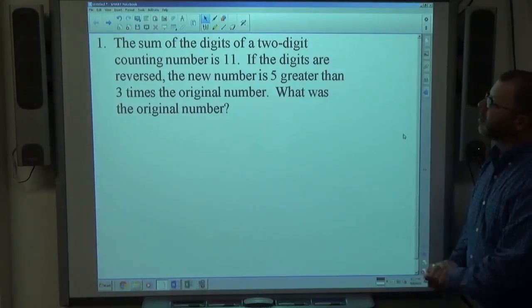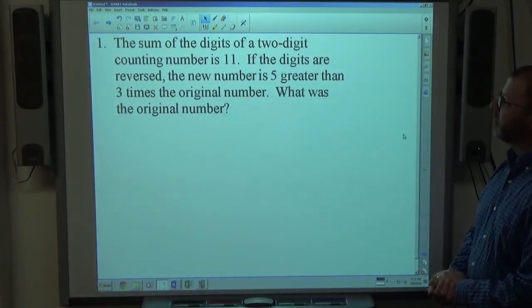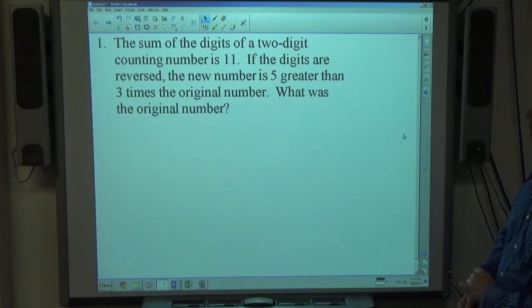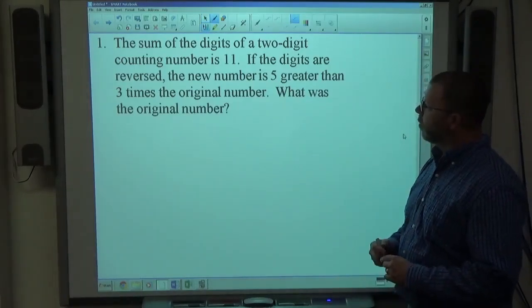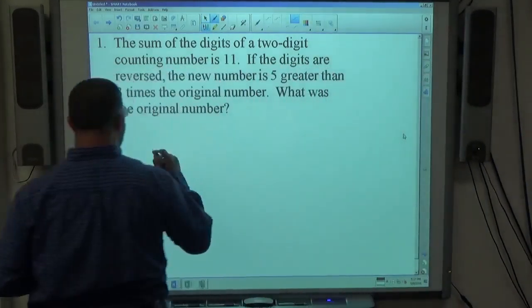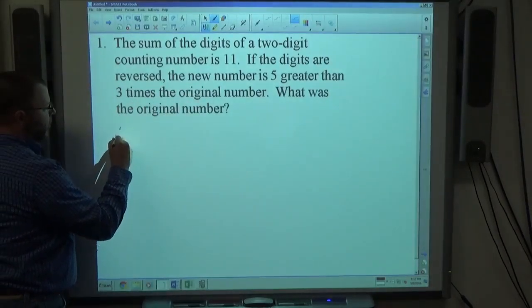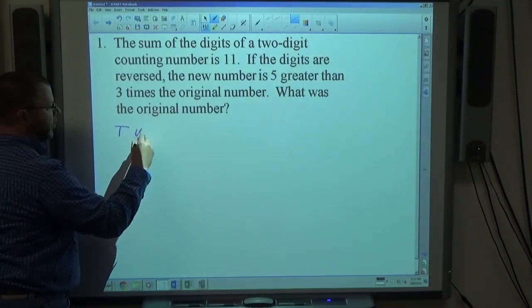Okay, number one, the sum of the digits of a two-digit counting number is 11. If the digits are reversed, the new number is 5 greater than 3 times the original number. What was the original number? So, if we have a two-digit number, tens place t, units digit u.